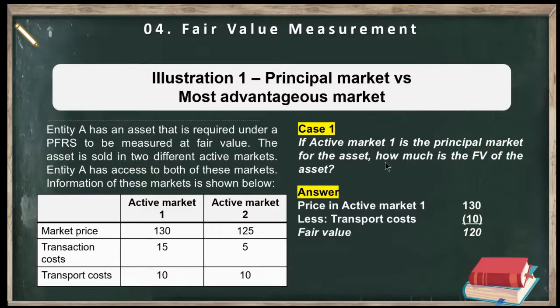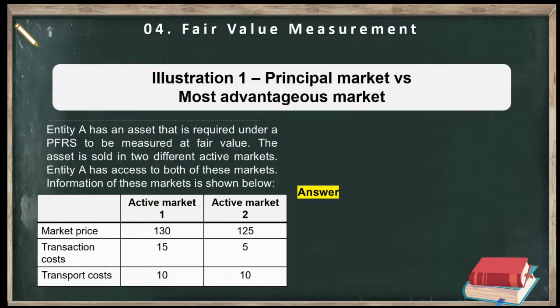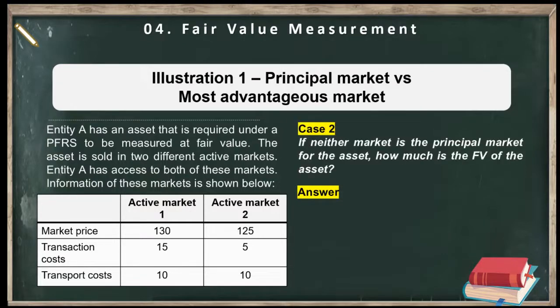Okay? Again, this is if the principal market is available or identifiable. Okay. What if, okay, this is case 2 already. If neither of the markets is the principal market for the asset? So, walay principal market between the two. So, how much would be the fair value of the asset?